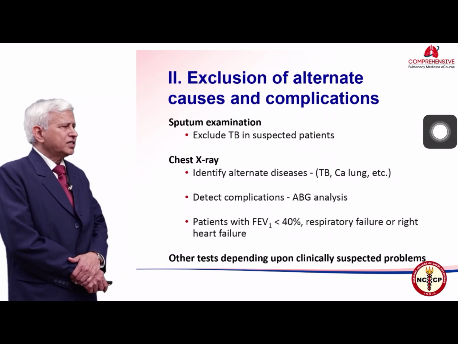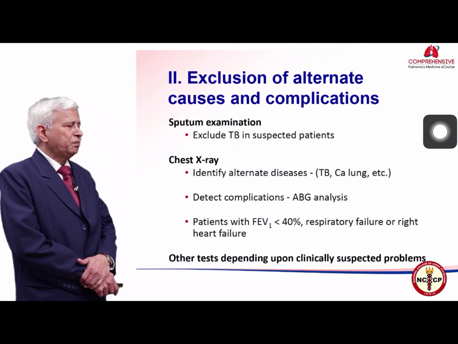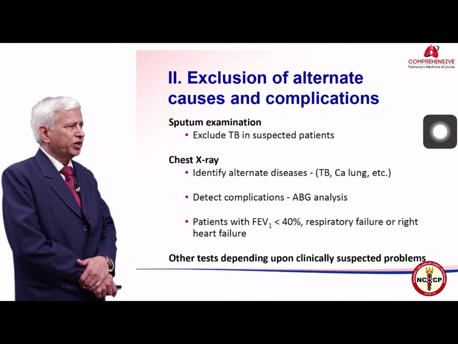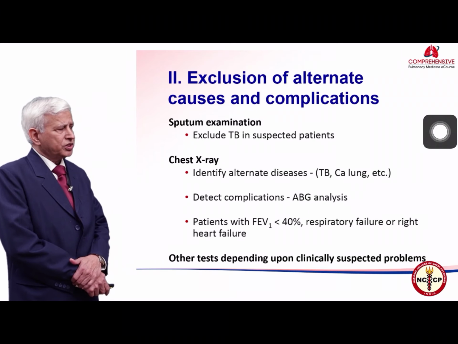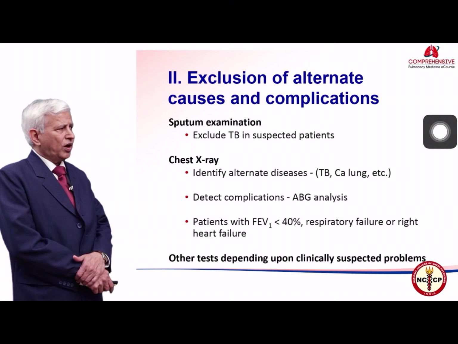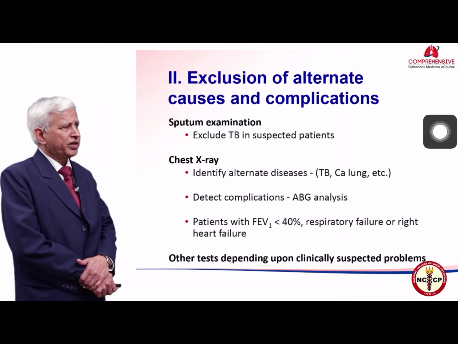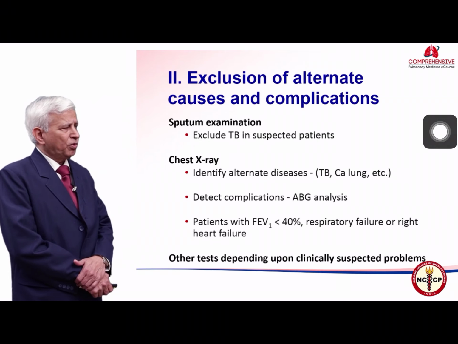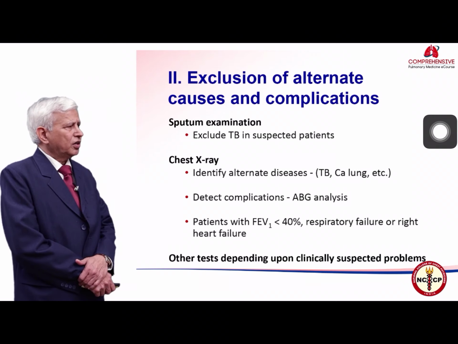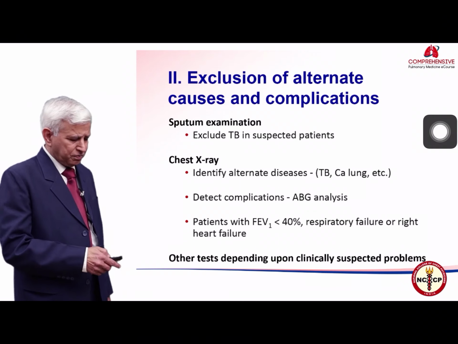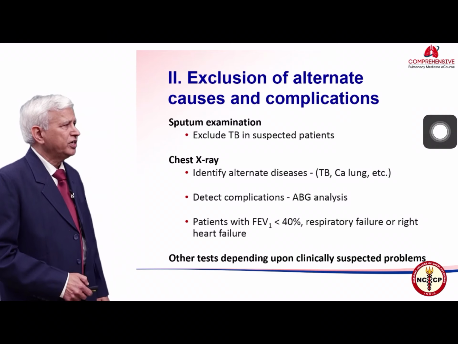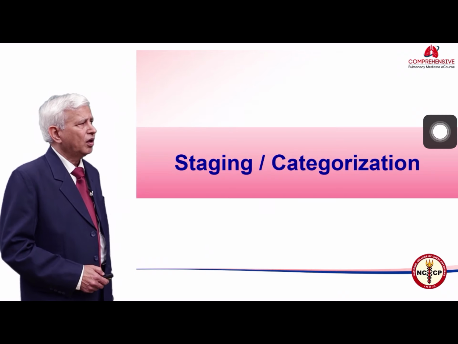Arterial blood gas analysis is important, especially in patients with FEV1 of less than 40%, because it is required to diagnose the presence of respiratory failure, hypoxemia, as well as hypercapnia. Other tests may be required depending on the clinically suspected problem.